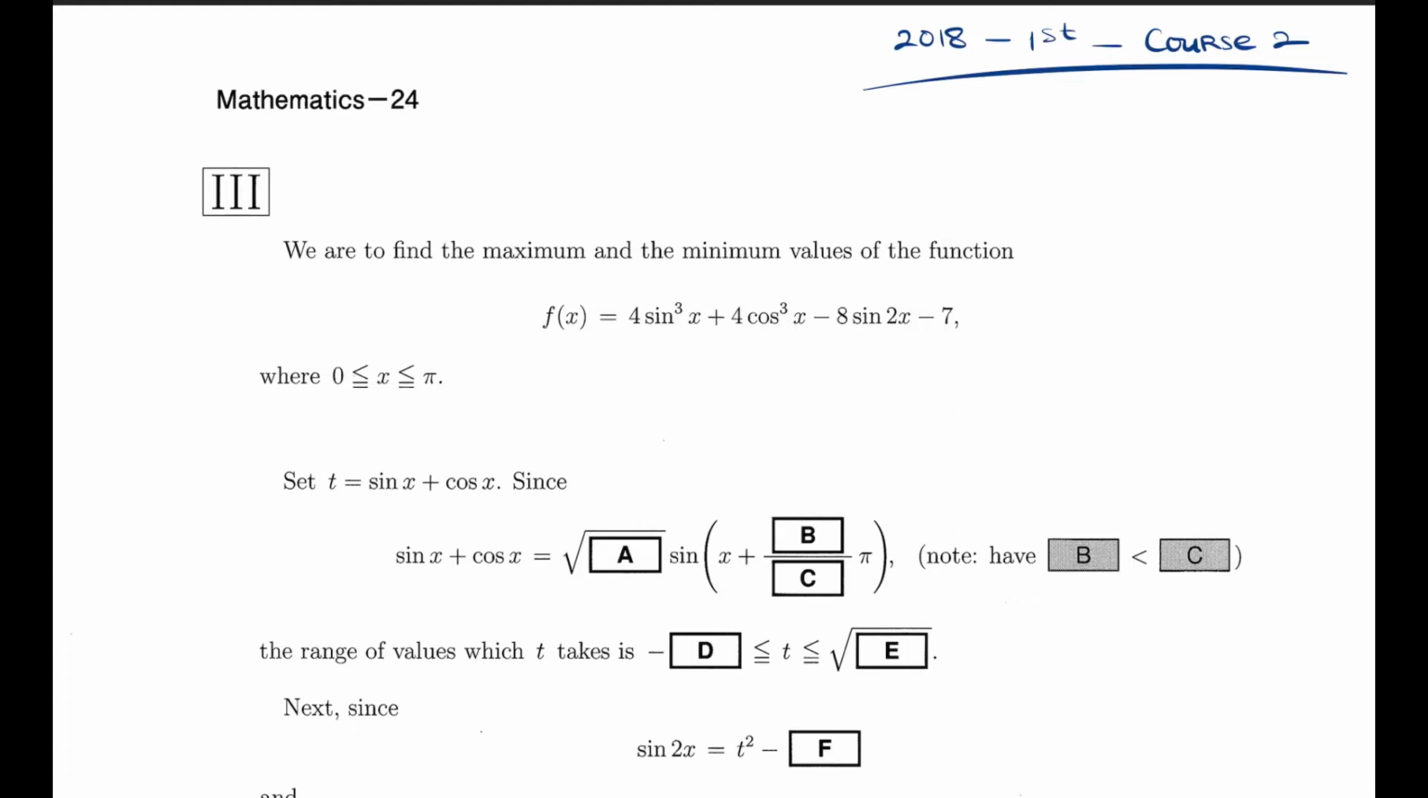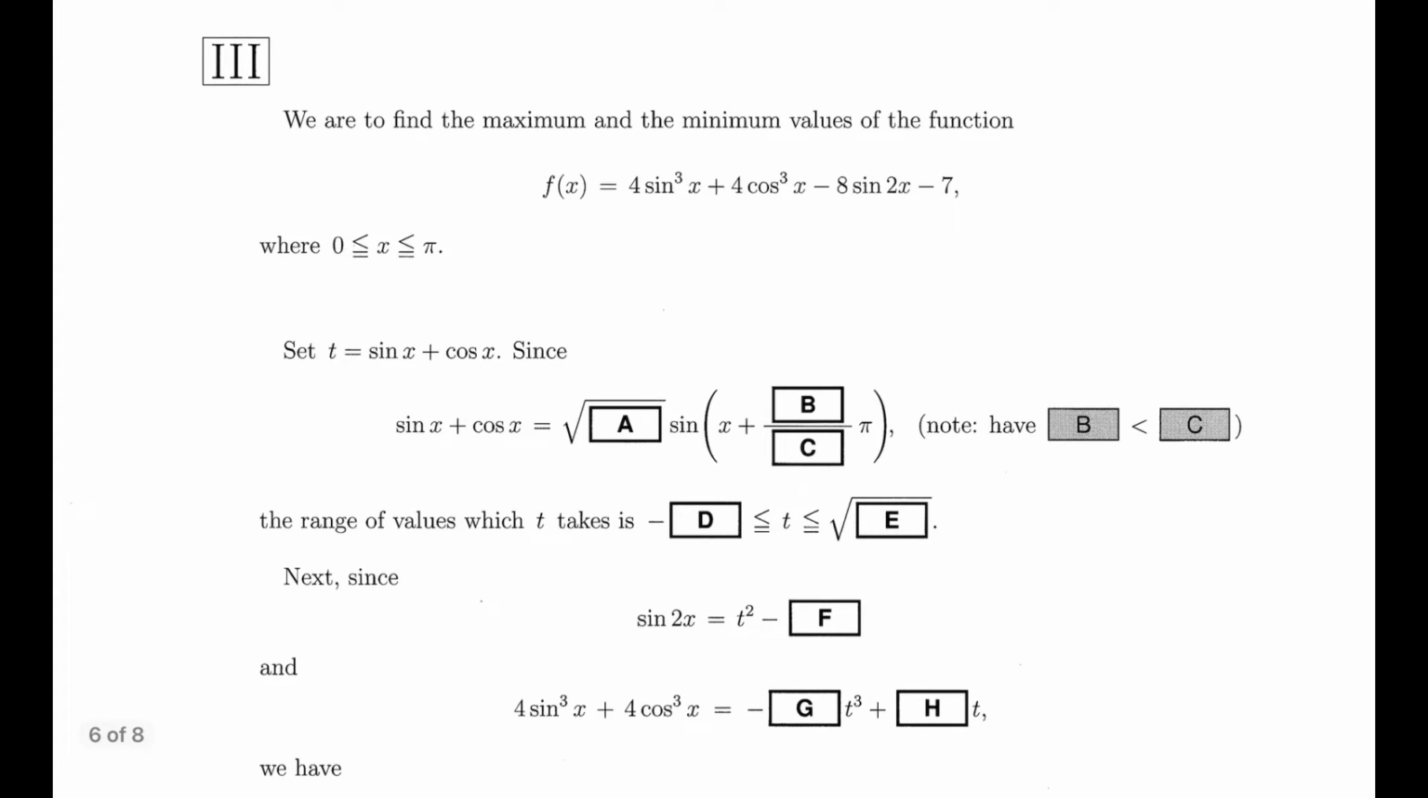Oke, kita langsung aja bahas soal yang kelima atau soal dari section ketiga. Di soal ini, we are to find the maximum and the minimum values of the function. So the objective of these questions is we want to find the maximum and minimum value of this function, where x is between 0 and pi inclusively.